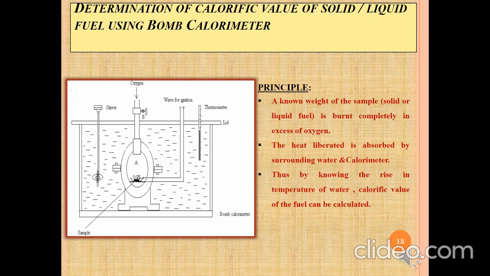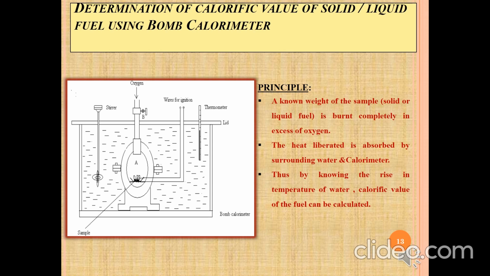Next is the construction of bomb calorimeter. A bomb calorimeter consists of a strong cylindrical stainless steel vessel, basically known as the bomb, with a capacity of 400 to 500 ml. The stainless steel bomb containing fuel is immersed in a well insulated copper calorimeter surrounded by a known amount of water.